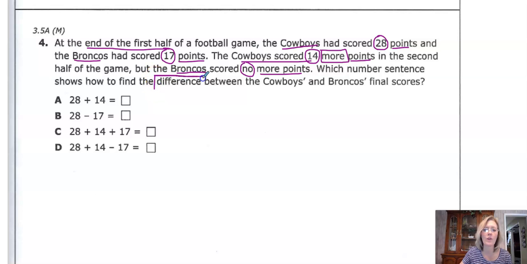Which number sentence shows how to find the difference? That's one of our words that we would do in class where we would go up and down for the different meanings of the words. So, which number sentence shows how to find the difference between the Cowboys and the Broncos' final scores? So we want to find the final scores. Pause the video. Try to organize your information with what you know, what you need, and what are you going to use to solve this problem. Then come right back and let's compare how we did. So pause now and do some work.